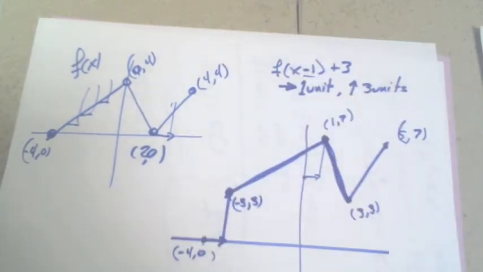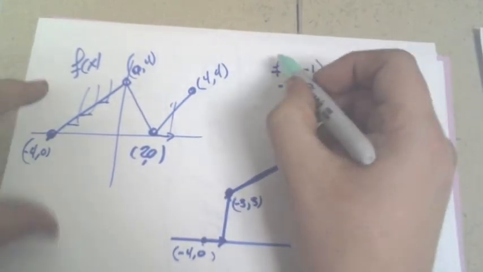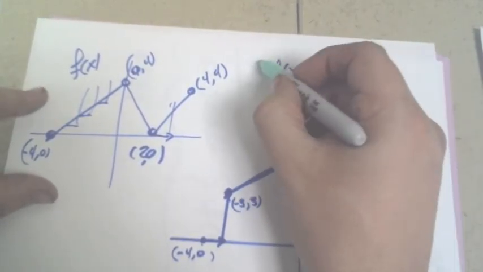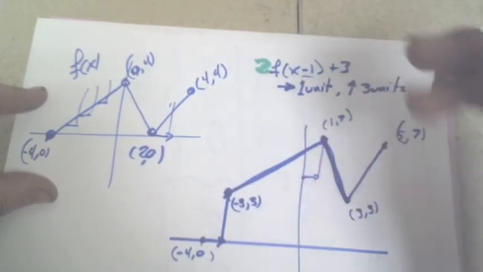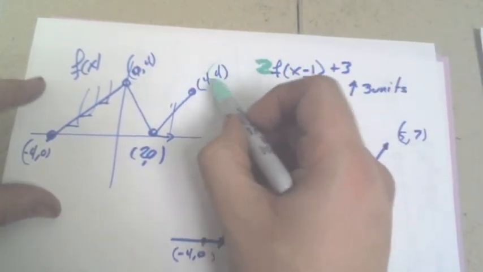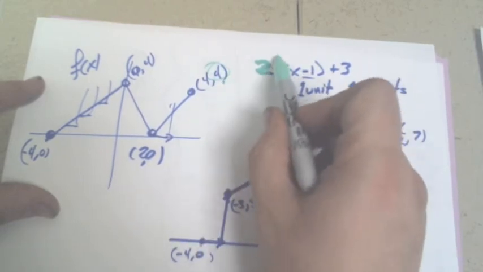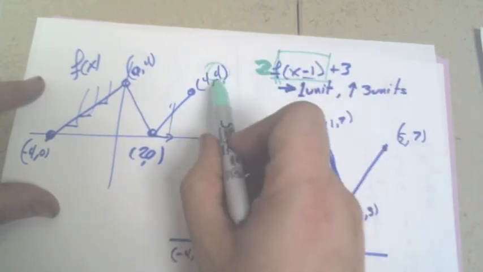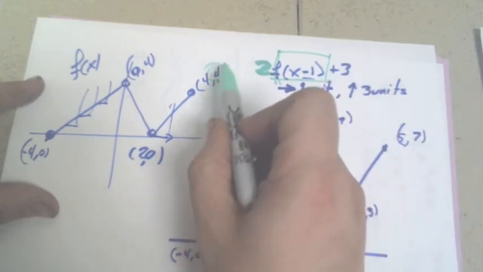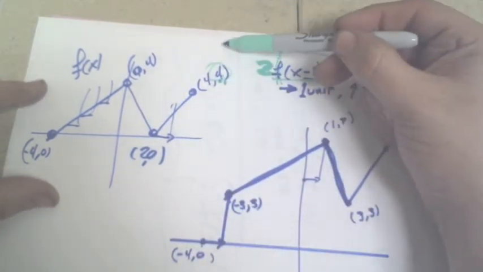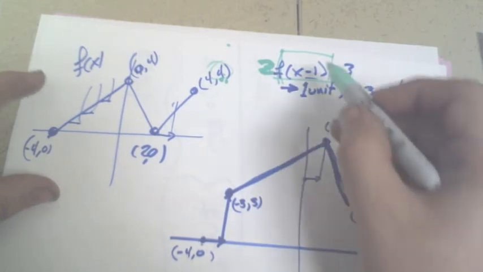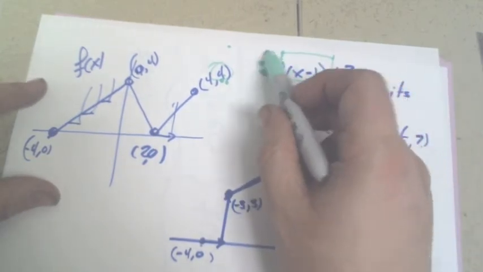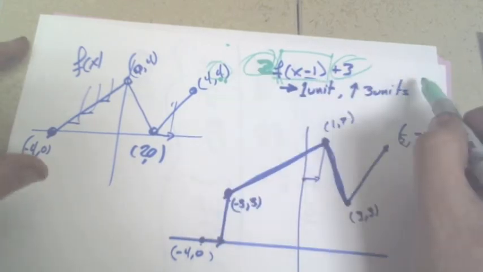If we had something like, say, a 2 out here, that 2 would be a stretch. So we'd be taking our y values, that y value is a function value, so instead of just adding the 3, we'd multiply it by 2 and then add 3. So it would become 8, 9, 10, 11. So it would be up at (5, 11). So we're just performing whatever the multiplication and addition is on the outside.